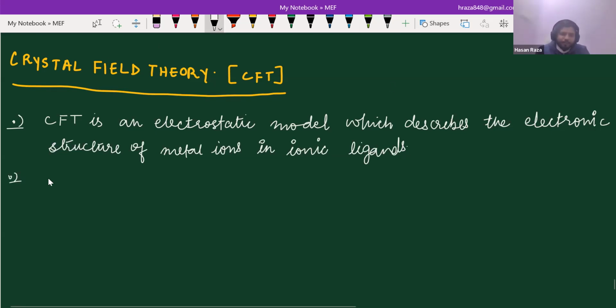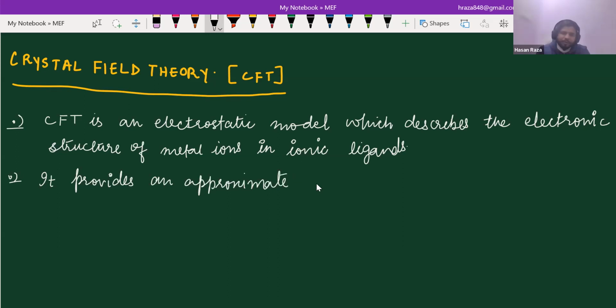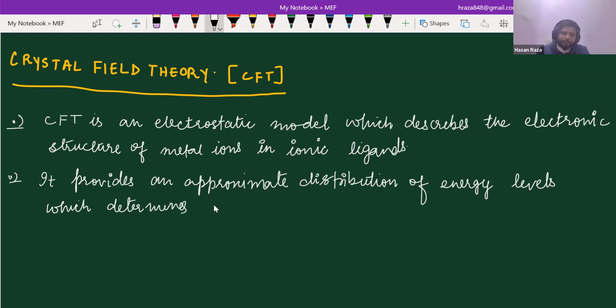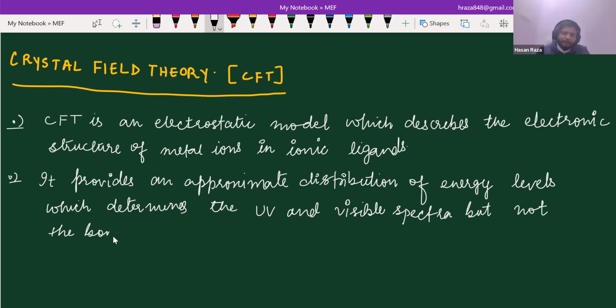Next point we can write. Just write with me, then I will explain. It provides an approximate distribution of energy levels which determines the ultraviolet and visible spectrum, but not the bond. It doesn't say anything about the bonding much.